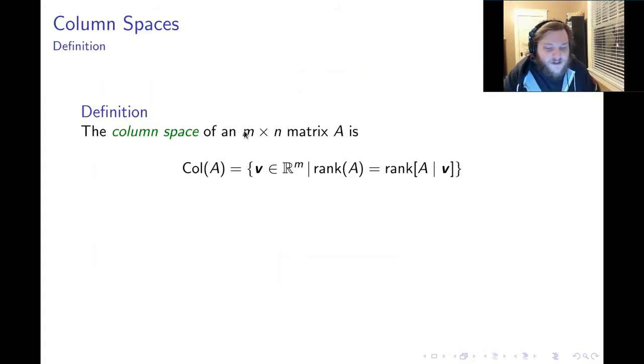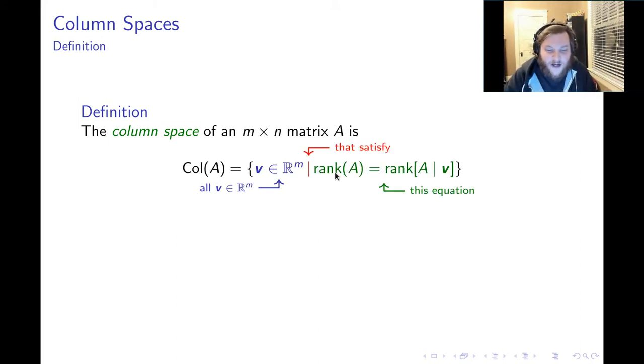Well, if our matrix is m by n, the column space is denoted col of A, and this is the collection of all vectors v in R^m, so here m is the number of rows, that satisfy the equation rank of A equals rank of A augmented with v. So this is different from the null space. The null space collects certain kinds of vectors that live in R to the number of columns. The column space organizes vectors that live in R to the number of rows.